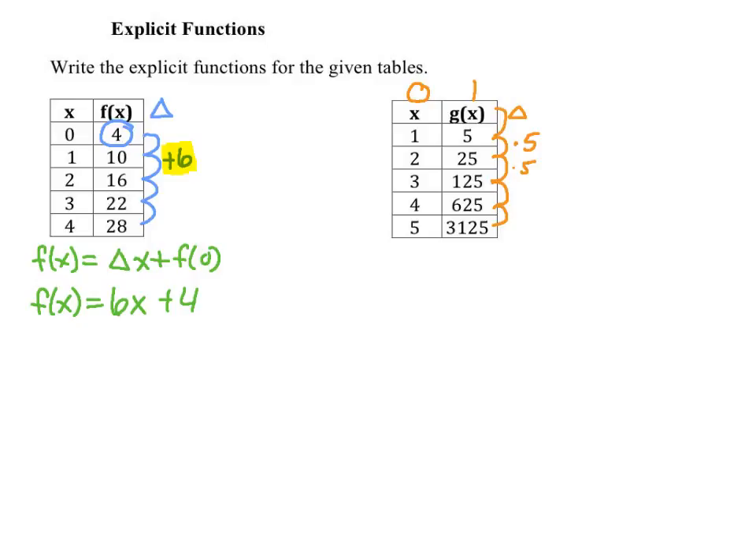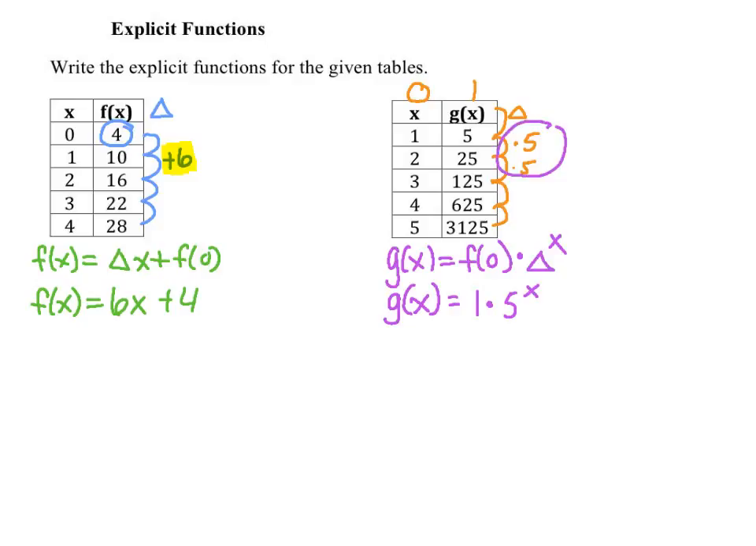Now I need to write my function. The most basic form for an exponential function is going to be g of x equals f of 0 times delta to the x power. So my function is going to be g of x equals, my f of 0 is going to be 1 times my delta, which is 5 to the x power. You can tell that this second table is exponential because my delta, also known as the common ratio for an exponential, is multiplying by 5.